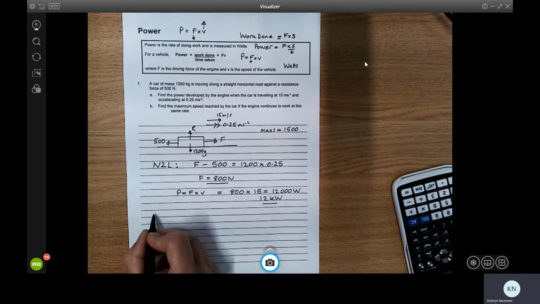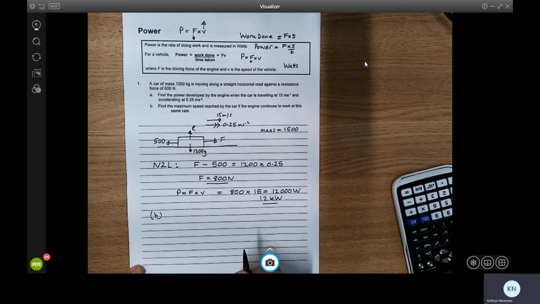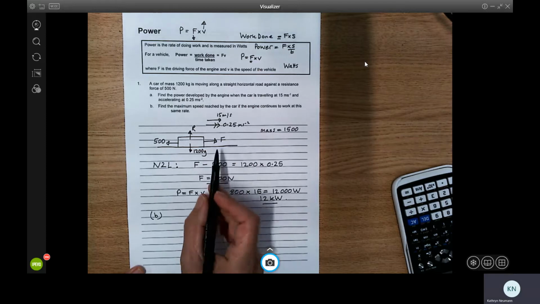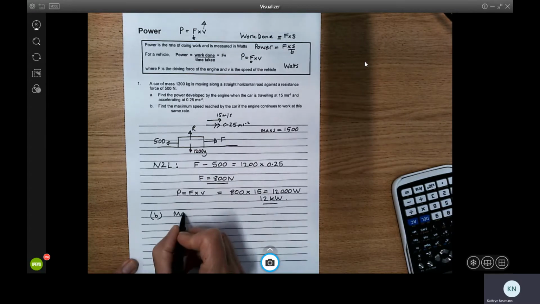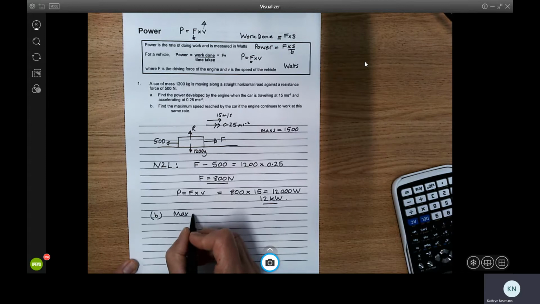Second part of this question, part B, says find the maximum speed reached by the car if the engine continues to work at this rate. So what's going to happen is that the speed will increase, and that will cause the forwards force to decrease. It will reach maximum speed when it's travelling at constant velocity. So that's an important point to remember.